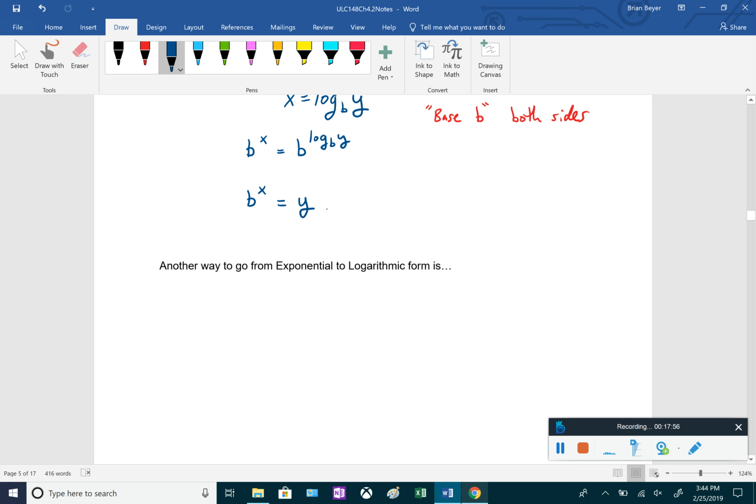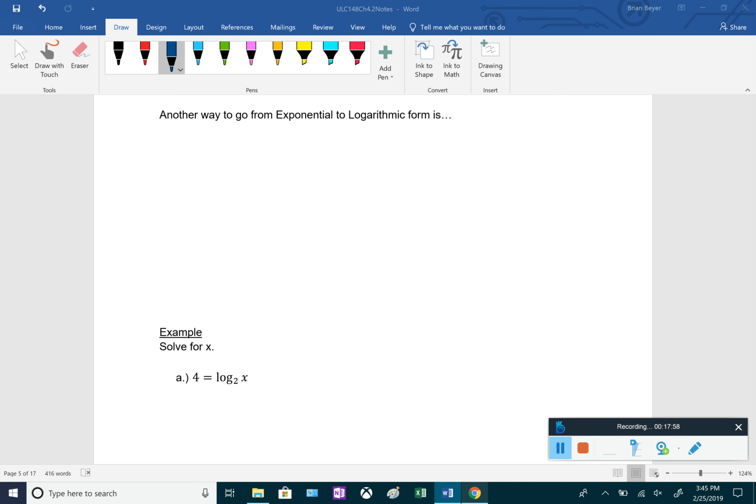Okay, and then for the next thing, now converting from exponential to logarithmic. So starting with b to the x equals y this time. Once again, you can just use the definition, use that conversion, and say that's going to be x equals log base b of y. Or you can do it this way.